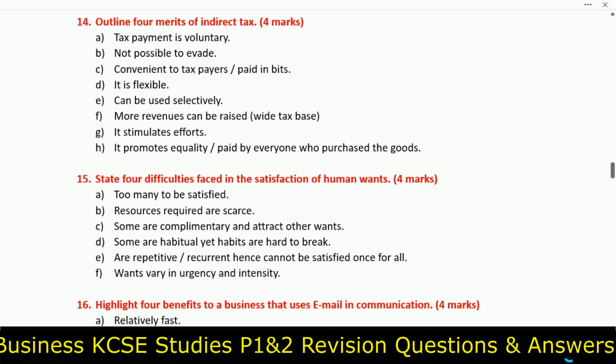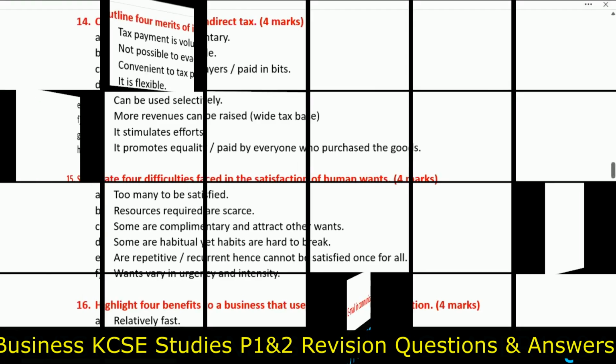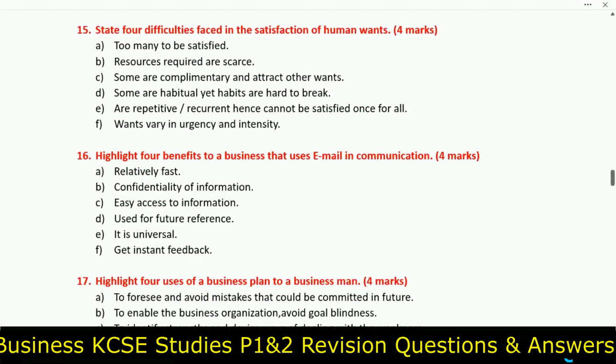Next, it stimulates effort. Next, question number 15, state 4 difficulties faced in the satisfaction of human wants. Number 1, too many wants are to be satisfied. Number 2, resources required are scarce. Next, some wants are complementary and attract other wants. Next, some are habitual, yet habits are hard to break.